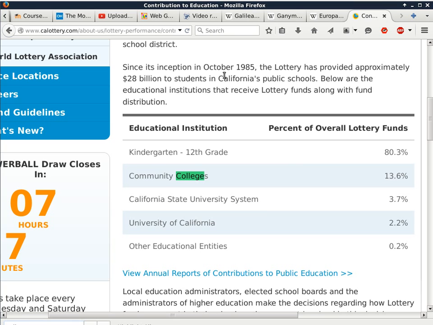Since its inception in October 1985, the lottery has provided approximately $28 billion to students in California's public schools. Below are educational institutions that receive lottery funds along with fund distribution. Well, even UC gets 2.2%. Not sure how much that's going to help, but they get some minute portion of the lottery money. But it's mostly going into kindergarten and 12th grade schools, which is somewhat interesting because if the education system works the way it's supposed to, then nobody's going to play lotto.